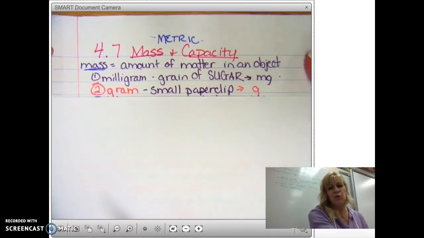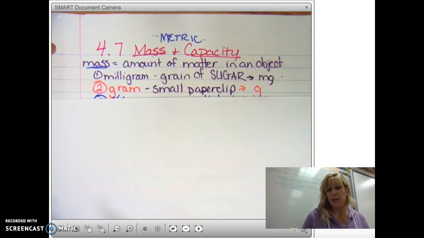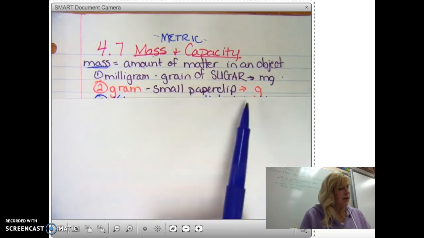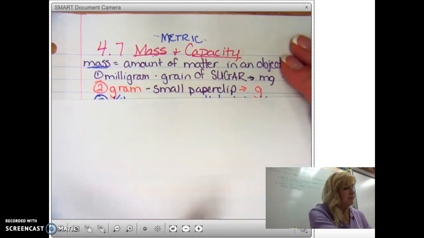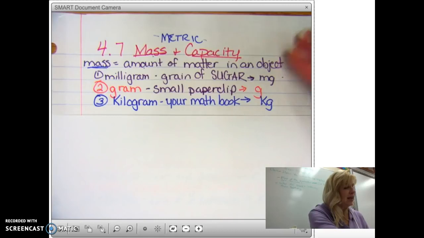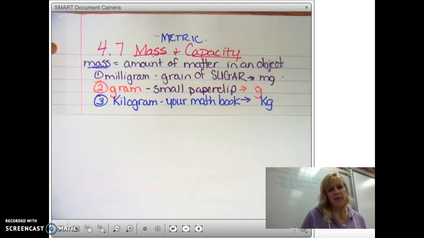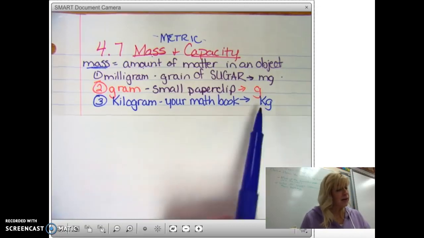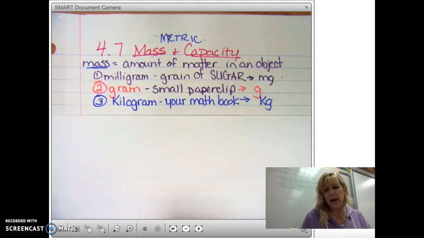Then we go to gram, which is the mass of a small paper clip, not the big ones, the little guys. So that's written with a g. And the kilograms, that is about the mass of your math book. It's written with a kg. Go ahead and pause the video and make sure all of this is in your notes.